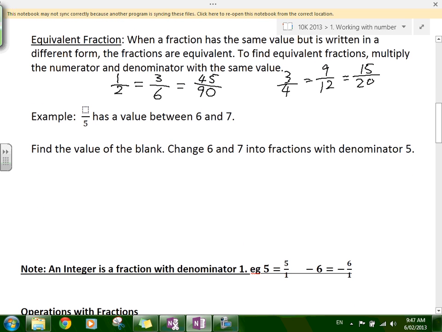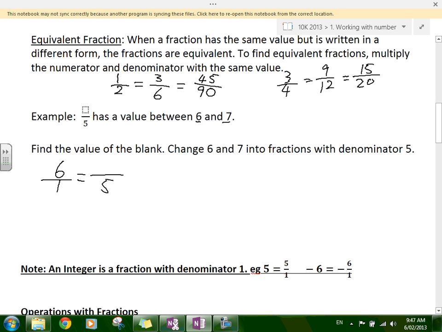So what we're saying is we need to put something in this box so that something over 5 will be an improper fraction with a value that's between 6 and 7. So the way we approach this is, let's write 6 and 7 as fractions with denominator 5. So firstly, and I'll make a note of this here, an integer is a fraction with denominator 1. Okay? So 6 is just 6 over 1. So let me ask you a question. 6 over 1 equals what over 5? How do we get from 1 to 5? Slow down.